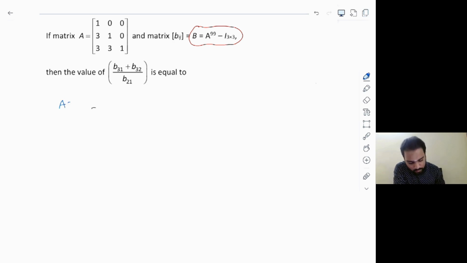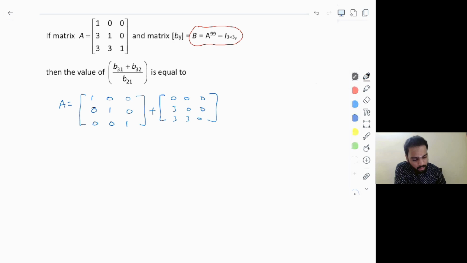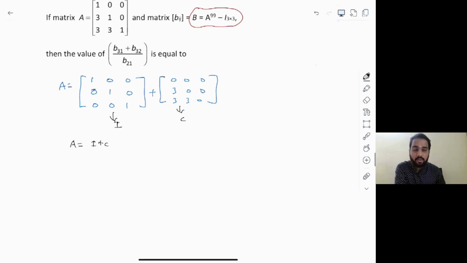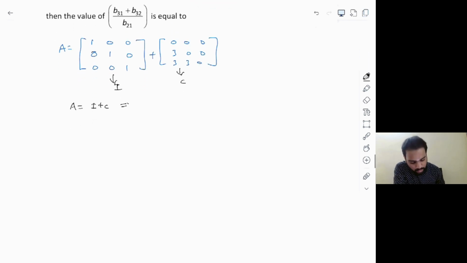The given matrix is A. I am going to split the matrix like this: 1 0 0, 0 1 0, 0 0 1, and then plus 0 0 0, 3 0 0, 3 3 0. Now this is clearly the identity matrix, the first one, and I am going to take the second matrix as some matrix C, so that I have the expression A equals I plus C. But what I have to find is A power 99. So I can write this as A power 99 equals (I plus C) to the power of 99.